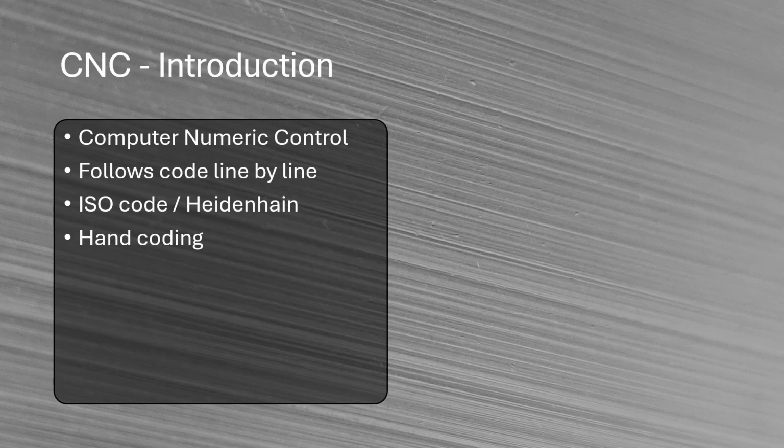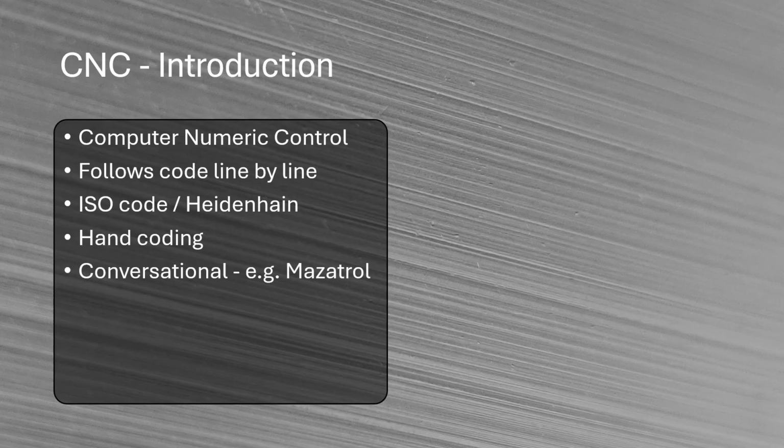The first type of coding is hand coding. That's when you're doing it manually, completely line by line. This is not very common anymore. With Heidenhain, it's quite common. That's sort of the way you do it. But with ISO code, it's not so common anymore, but it's quite handy to still be able to do a little bit, but it's not required.